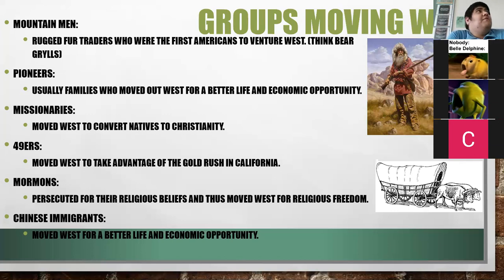Another new group we haven't talked about, 49ers. Not the football team, but it's who the football team is named after. It's basically groups that were going to move to California during the gold rush. That first wave of people moving to California for the gold rush, they're called 49ers. So people who move west to take advantage of the gold rush, 49ers. Mormons, persecuted for their religious beliefs, moved out west to look for religious freedom. And then, of course, Chinese immigrants who moved west for a better life and economic opportunity. P.S. They're not going to find much.